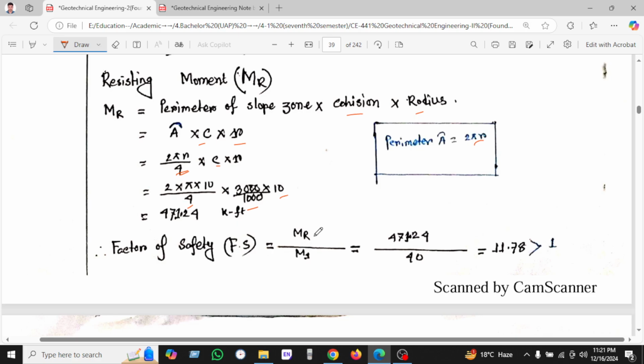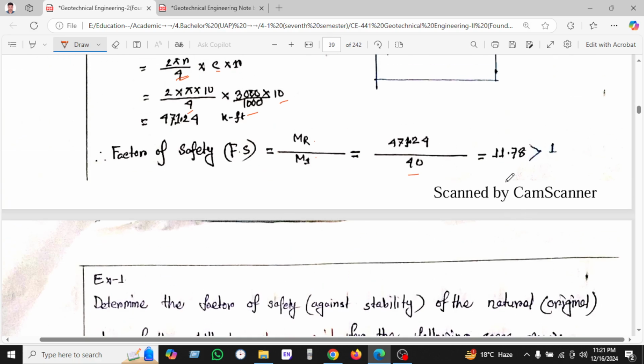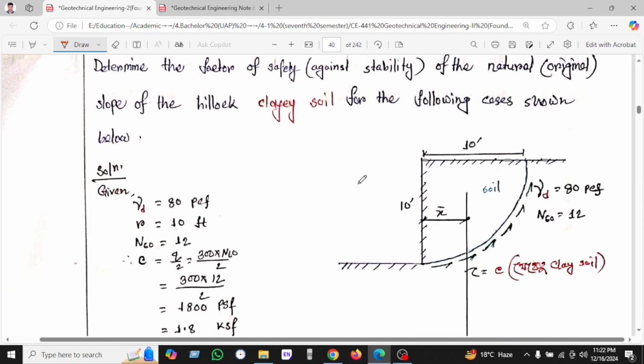So the factor of safety will be the resisting moment divided by the induced moment. The resisting moment is found here, and the induced moment is 40. So this is 11.74, which is greater than 1. So this is safe. If the factor of safety is less than 1, then you will say that this is unstable or unsafe.